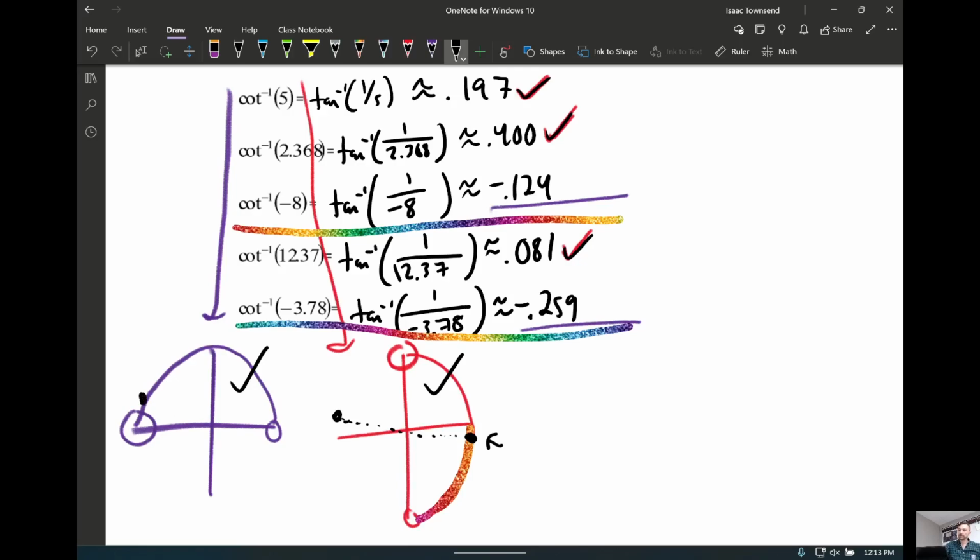How do I get from here to here? Add pi. Very good. You have to add pi. Adding pi takes it from quadrant 4 into quadrant 2. You would be wrong if you did that to these. It's only these two. So you need to highlight those two. Let's update the final answer on those.